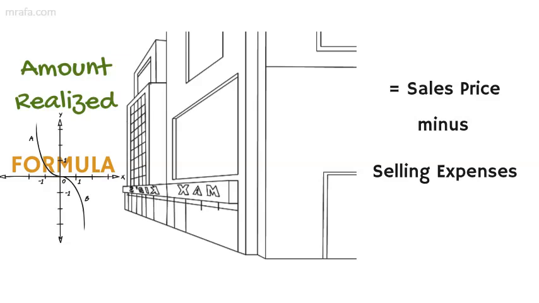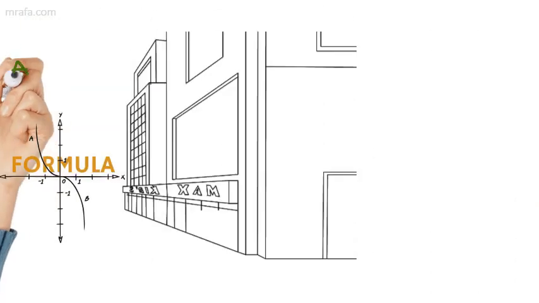So if you have a property and you're trying to sell it, and let's say you sell your real estate property, your personal residence, for $600,000, and you spent marketing expenses, you have to deduct that from that $600,000. So that will be your amount realized.